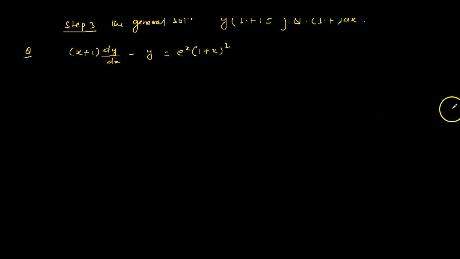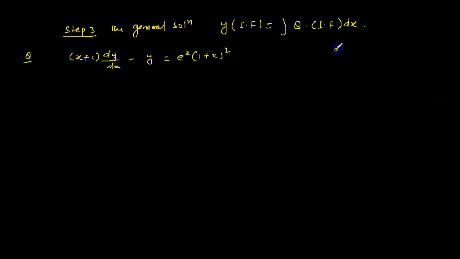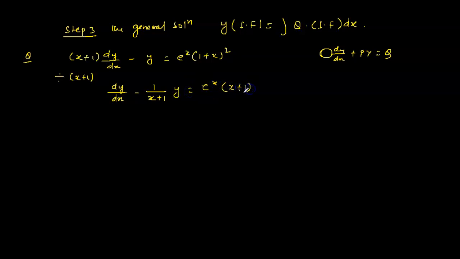No, because a linear differential equation is what? dy by dx plus py is equal to q. There should be no coefficient there. So here x plus 1 is given. What will I do? I will divide by x plus 1 on both sides. So what will I get? dy by dx minus 1 upon x plus 1 times y is equal to e to the power of x times (x plus 1). Any doubt till here?